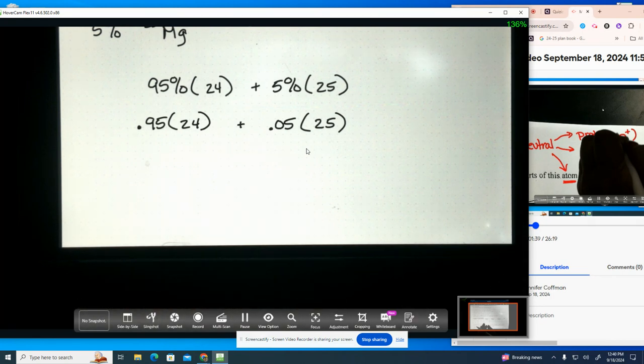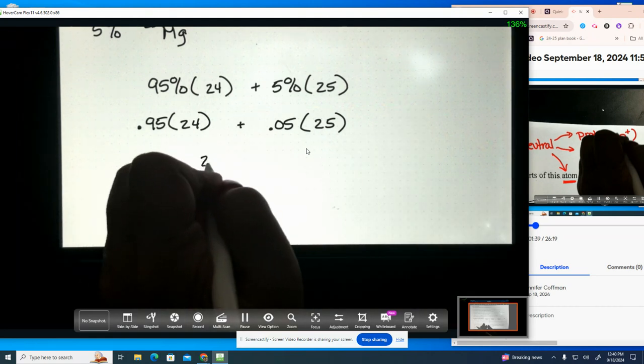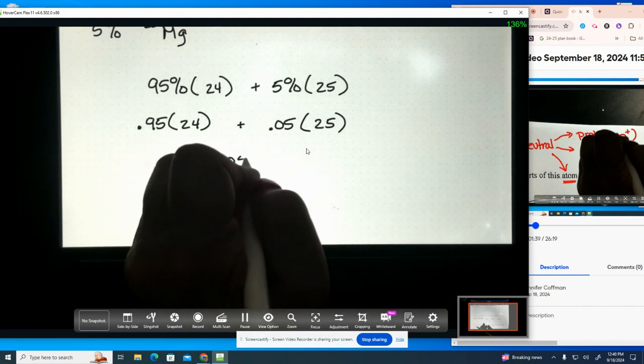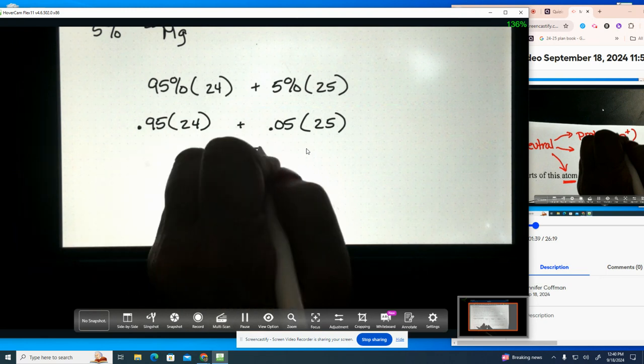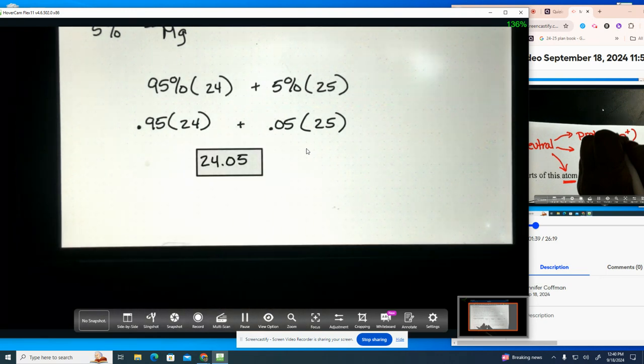I have no idea what the answer is because I made these numbers up. So let's do it together. 0.95 times 24 plus 0.05 times 25. Tell me if I got this the same as you. Guys, I do make mistakes. You got the same thing?